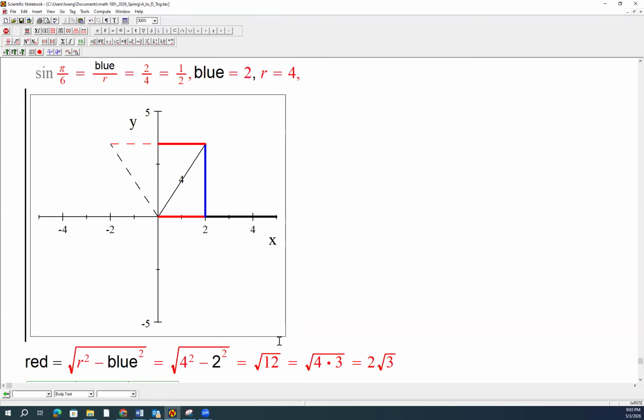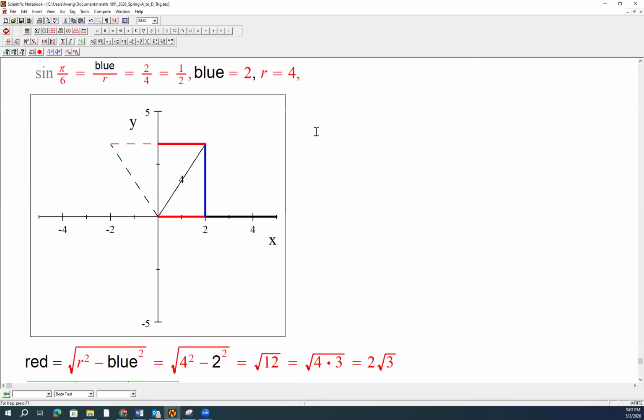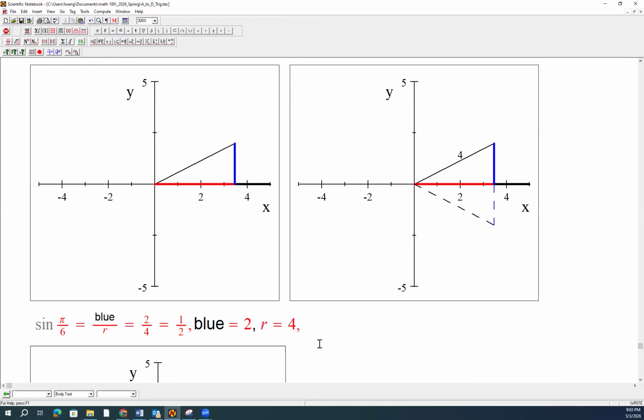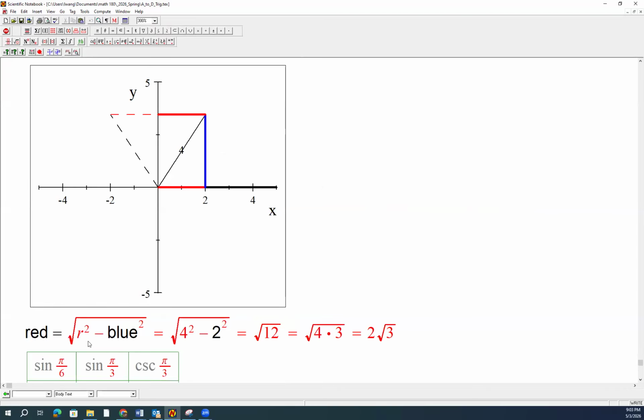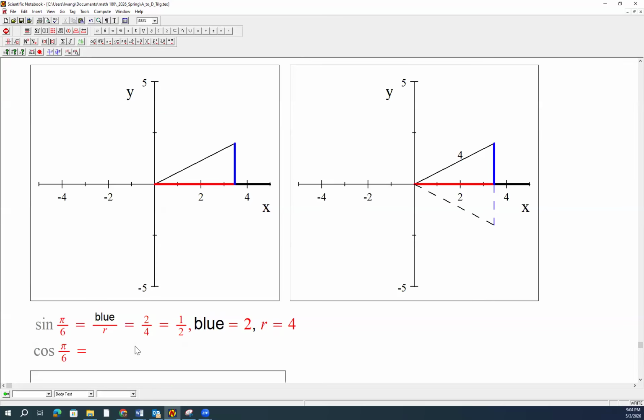Okay, we're done, right? Now, of course, we have a table. We needed sine pi over 6. If we want to get cosine pi over 6, yes, we will need the red. So for cosine pi over 6, we would need the red. So now I'm going to bring the red back.